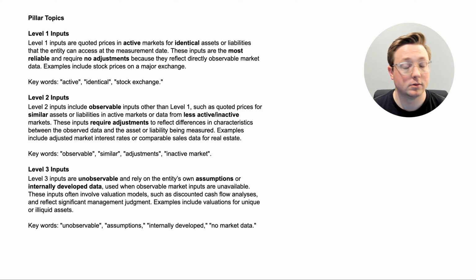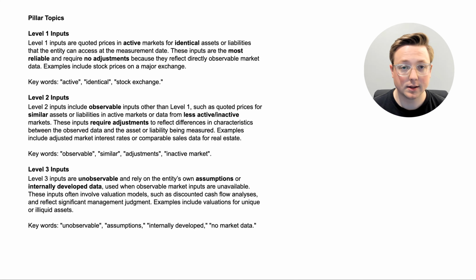So level 1, that's the best thing. That's what you want to be looking for. That's for an active market where you can see identical assets or liabilities. Level 2 is less good, not quite as good as level 1, but it's still better than level 3. That's where you have to find observable data. You're looking for similar assets. You might have to make some adjustments, and it could even be in an inactive market.